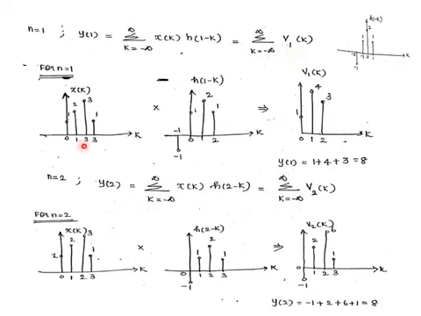The time instances that are common for both these signals will be 0, 1 and 2. At k is equal to 0, the value of this signal is 1, and the value of this signal is also 1. So it is 1 into 1, 1. At k is equal to 0, the product is 1. At k is equal to 1, the value of x of k is 2, and the value of h of 1 minus k is 2. So it is 2 into 2, its value is 4. At k is equal to 2, the value of x of k is 3, and the value of h of 1 minus k is 1. So it is 3 into 1, 3.